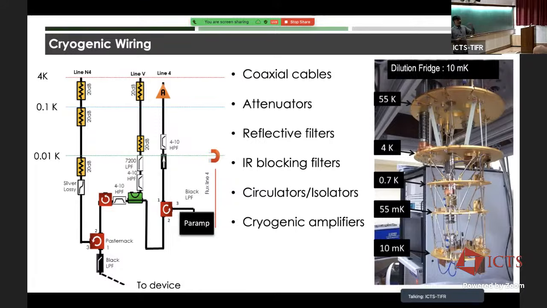And there are people who are working on solving many of these things. It may be possible to compactify, simplify, and miniaturize many of these things, but it is something people have to work out. These are not fundamental limitations, but these are technological challenges we have to solve as we go ahead. Okay. And then you also sometimes need magnetic flux lines to apply small magnetic flux to tune the properties of your devices. And they typically are low frequency lines coming down the fridge as well.